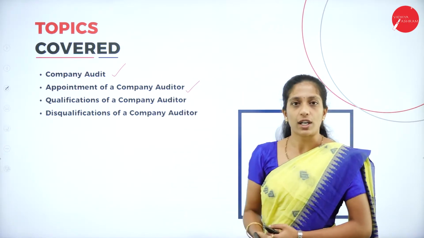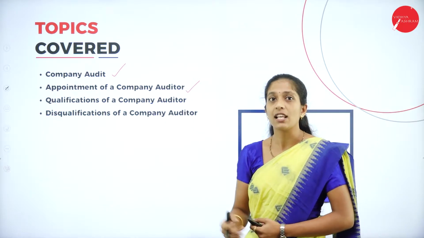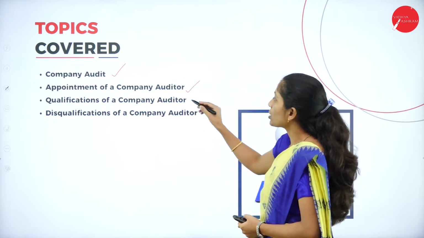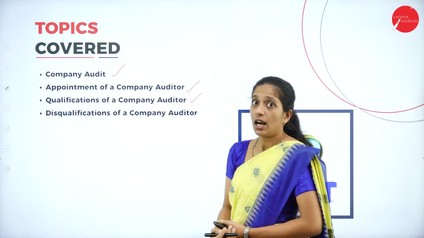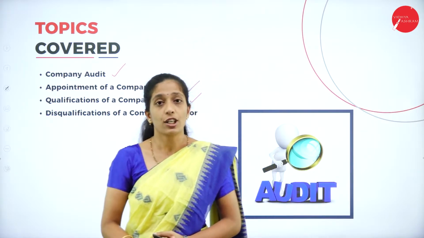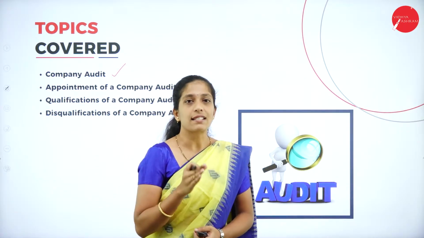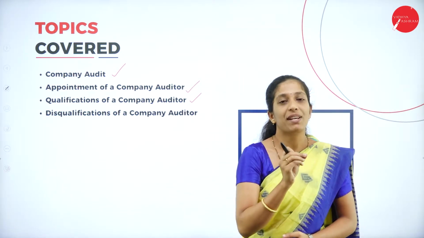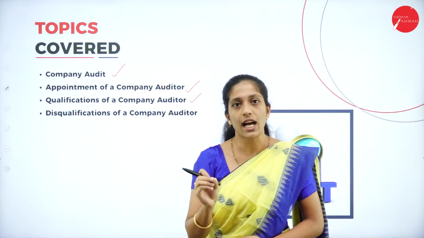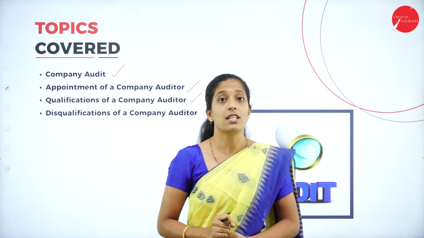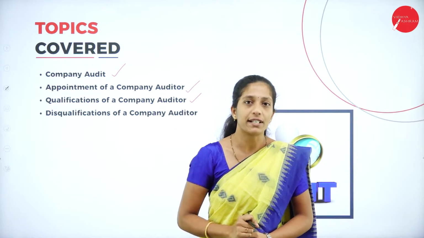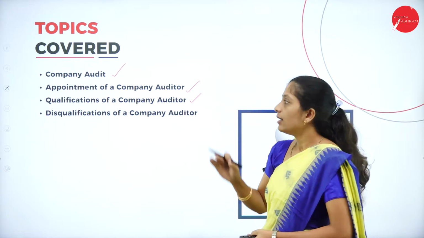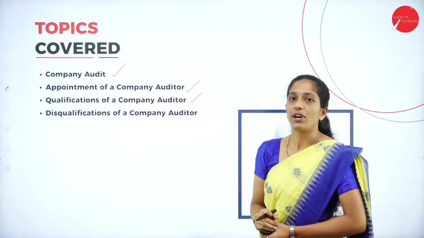There are a number of auditors to be appointed in a company. So who will appoint them? That we have discussed in a previous session. Next, qualifications of a company auditor. Of course, every auditor should be a qualified person. In the same way, what are the qualifications of a company auditor? As I told you in a previous session, he should be a chartered accountant holding a certificate issued under the Chartered Accountants Act 1949. So he should be a chartered accountant. Then only he can do the auditing of a company.